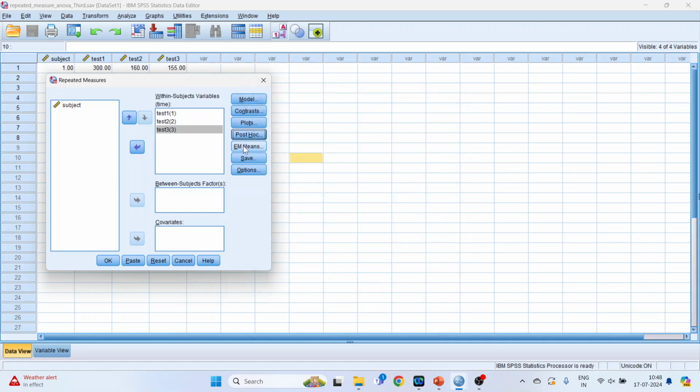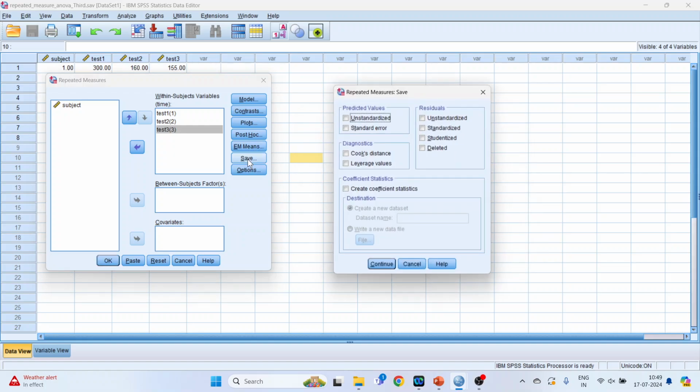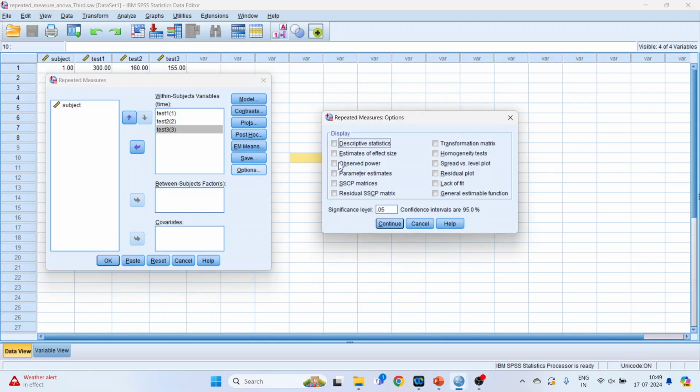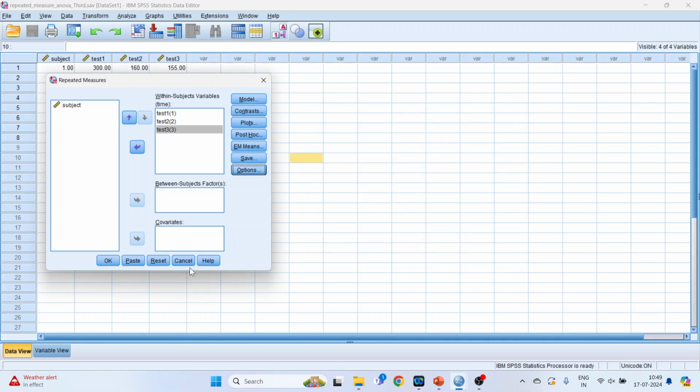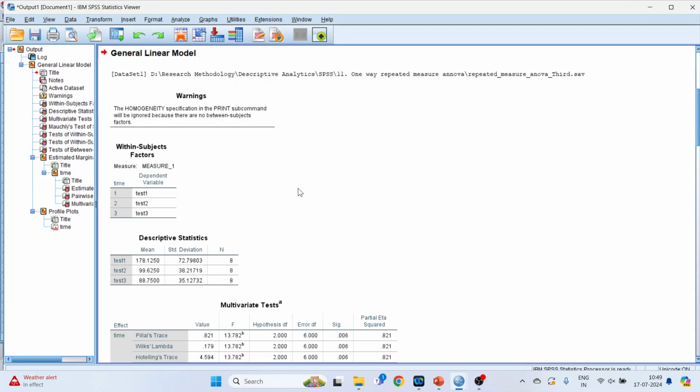Continue. Estimated Marginal Means, transfer Time here. Compare main effects, keep LSD on. Continue. In Save, no change. In Options, select descriptive statistics, estimates of effect size and homogeneity test. So three ticks are to be done. Continue. Click OK and you get the result.